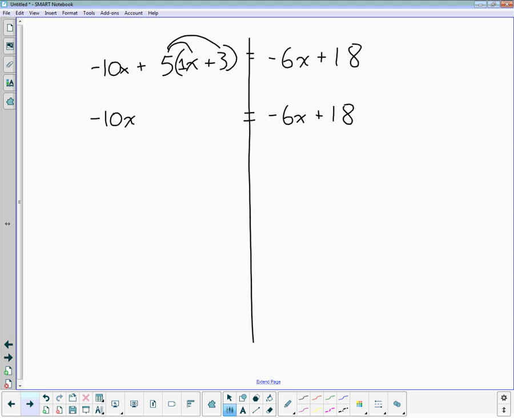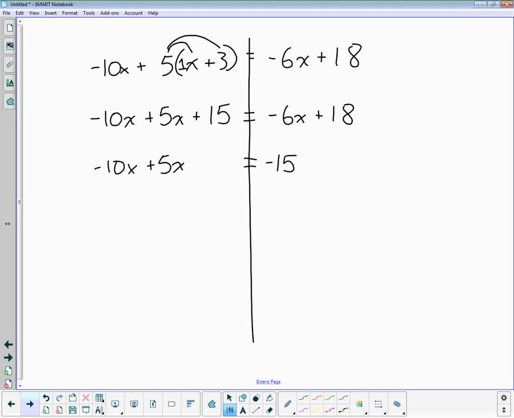But 5 times 1x is positive 5x. 5 times 3, 15. Let's sort and rearrange. Negative 10x. There we go. Positive 5x. X is all variables on the left. Positive 15. Okay. Negative 6x. There you go.